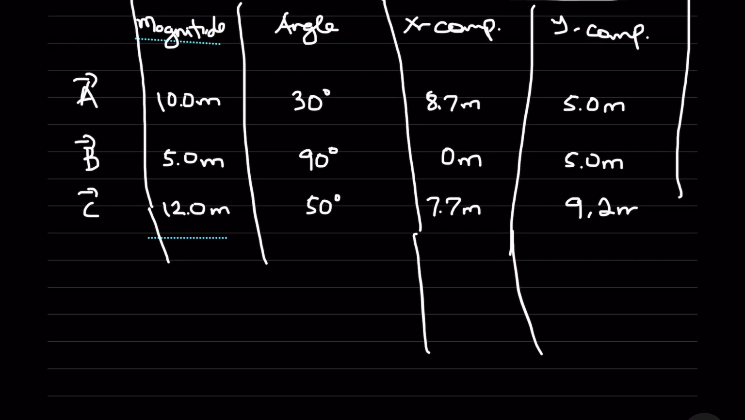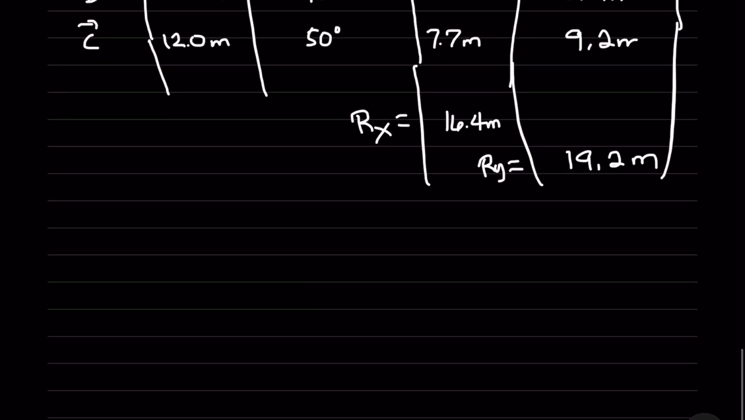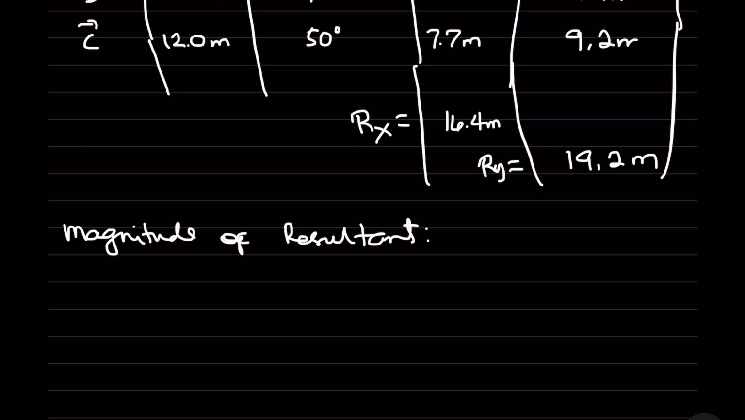Then for the resultant vector, we add all the x components. So that is Rx, or the x component of the resultant. Again, that is equal to 16.4 meters. For the y component, we just have to add all the y components, and the result is 19.2 meters. Now, these are just the x and y components of the resultant vector.